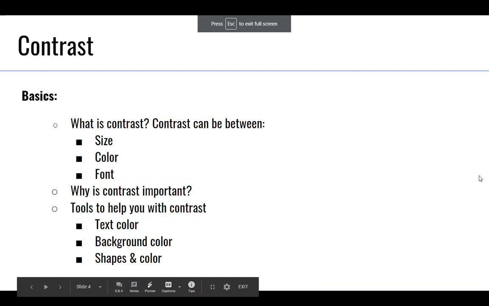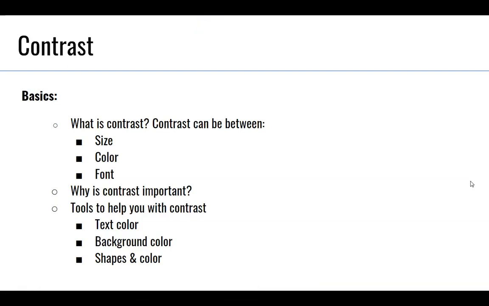The next principle we want to talk about is contrast. And contrast is something that we see in a few different ways. Contrast can be between the size of different elements. It can be between the color of different elements. And we can see contrast between the fonts that we use in a presentation as well. Contrast is important for a number of things, including readability and helping to understand how information is organized on a page, as well as the hierarchy of information of what's important and what is less important.